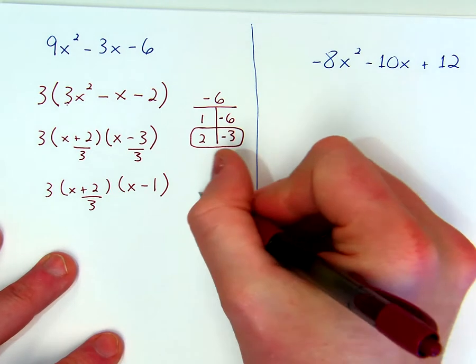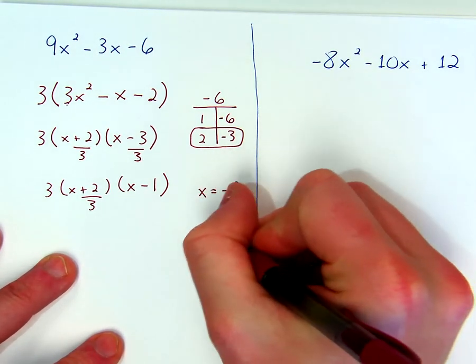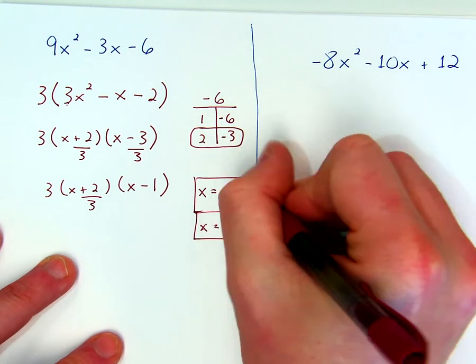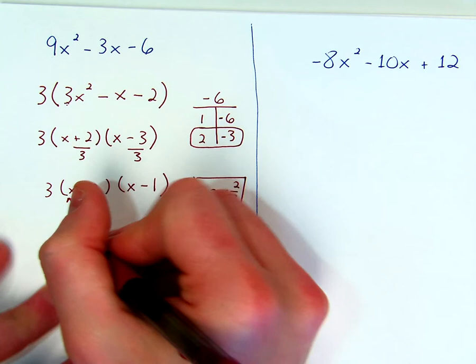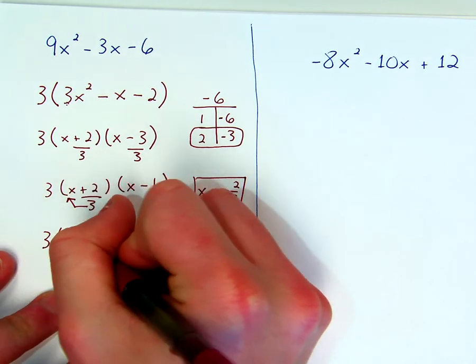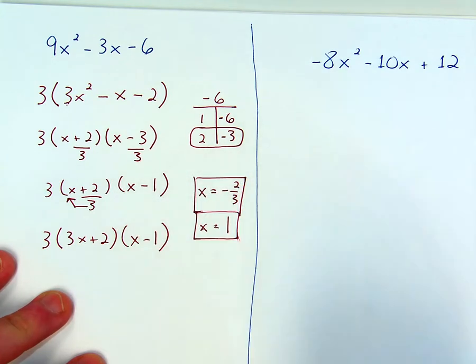At this point, we'll take our solutions. X equals negative 2/3, or x equals positive 1. And then we'll finish writing our quadratic in factored form by moving the denominator over. Our final answer is 3 times 3x plus 2 times x minus 1.